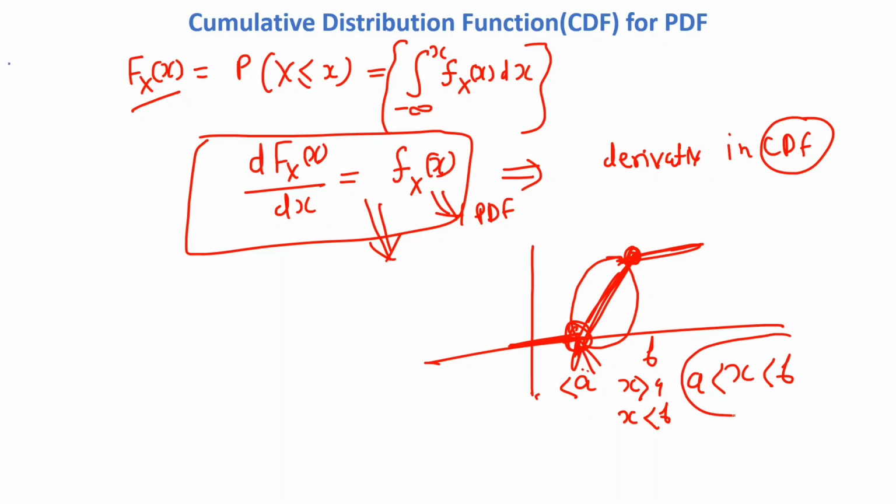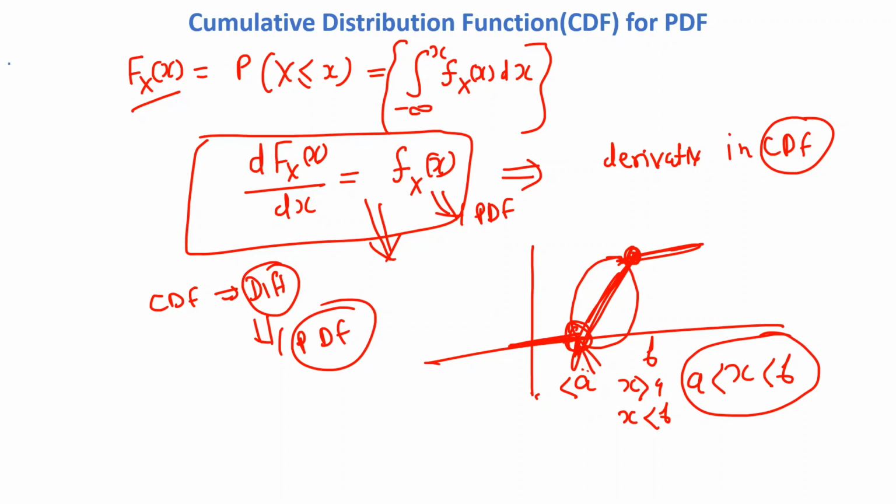So you will get A between A and B. So it tells that whenever the CDF is differentiable, we can get the PDF value. So let's understand CDF for probability density function by some other example.